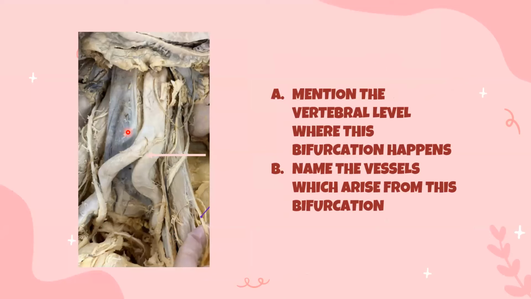A, mention the vertebral level where this bifurcation happens. L4, good job. And name the vessels which arise from this bifurcation. Common iliac, absolutely wonderful, mashallah.